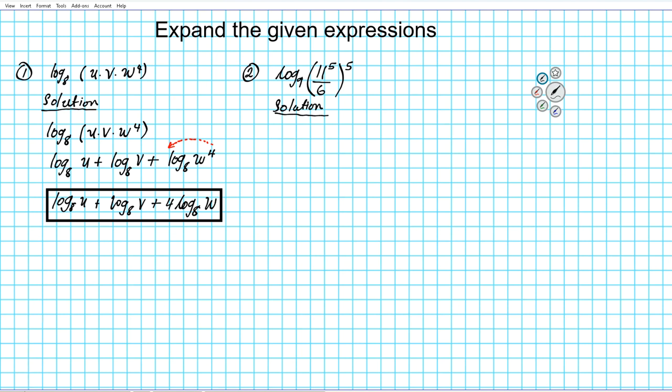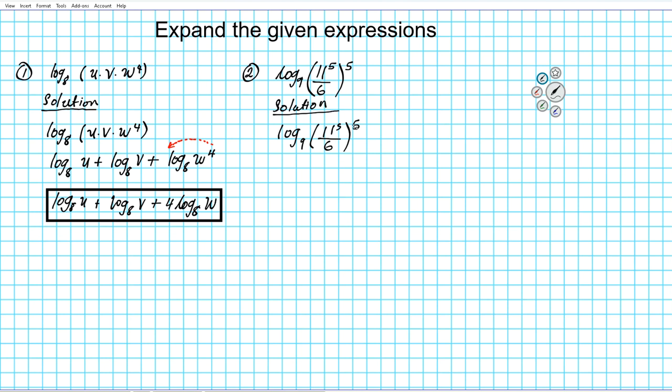So let's go ahead and write down the problem. So we have log base 9 of 11 to the 5th over 6, raised to the 5th power. All right, so the order of process that we're going to be doing here is we're going to do the exponent first, then the quotient, and then the exponent of this numerator term.